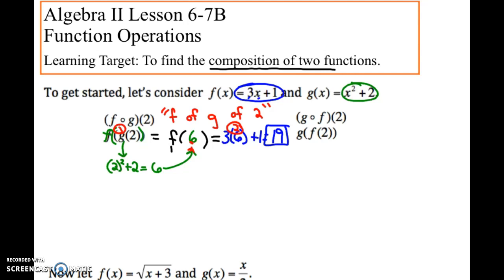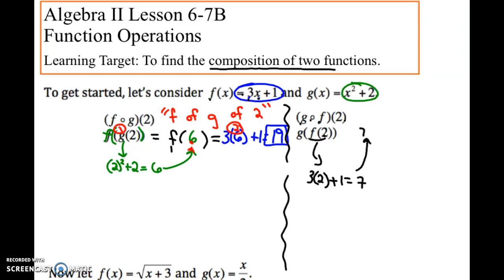So let's try this again. g of f of 2 means g of f of 2. So what we want to do there is find f of 2. Now f is up here, and it's 3 times your x plus 1, and our x is 2. So it's going to be 3 times 2 plus 1. We're just plugging it into here. 3 times 2 is 6, plus 1 gives us 7.